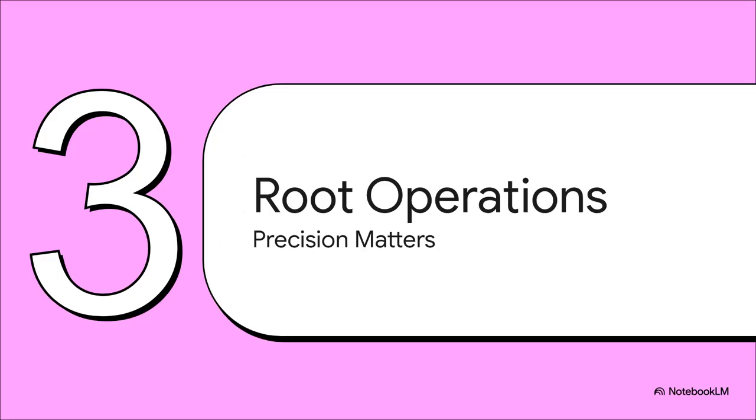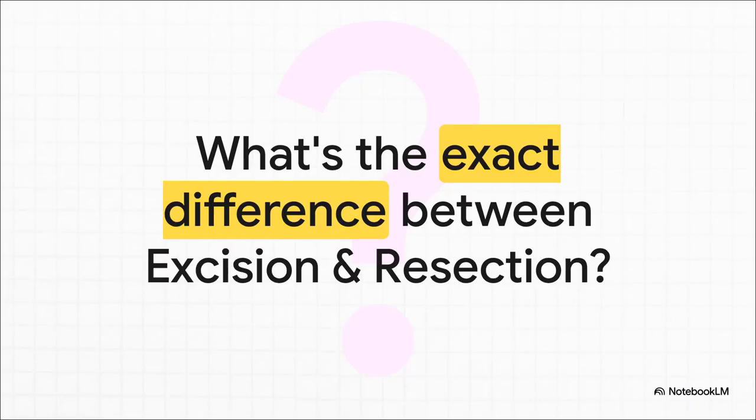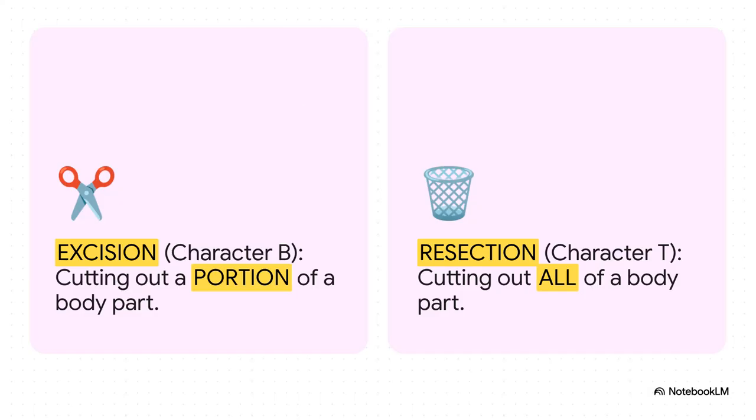Which brings us to Section 3, root operations, precision matters. Okay, quick pop quiz. What is the exact difference between excision and resection? Seriously, take a second and ask yourself this, because this one distinction is literally the backbone of our high-volume surgical MS-DRG families, specifically DRGs 707 through 718. Precision here is totally non-negotiable. It's how you defend medical necessity, and it's how you survive compliance audits when classifying major pelvic, penis, and testicular procedures. Here's the definitive breakdown.